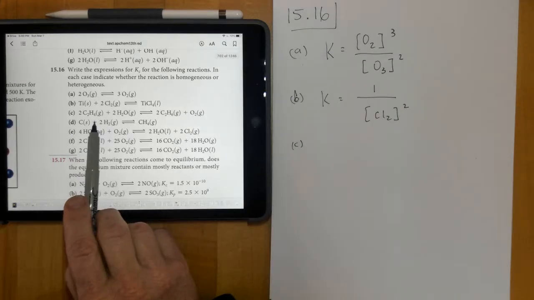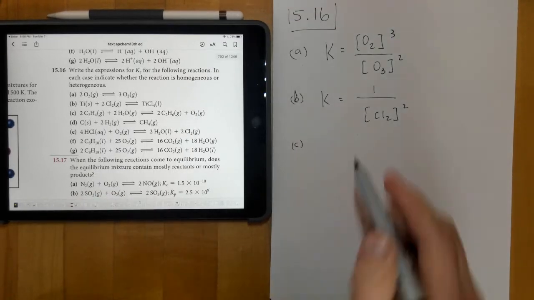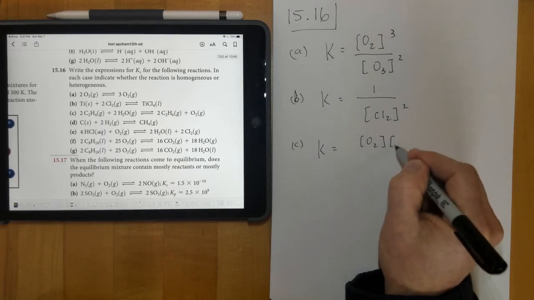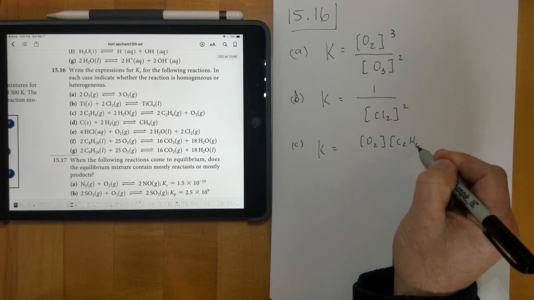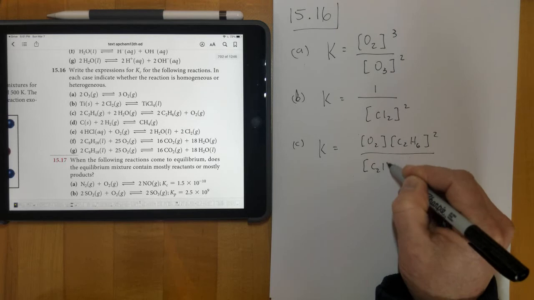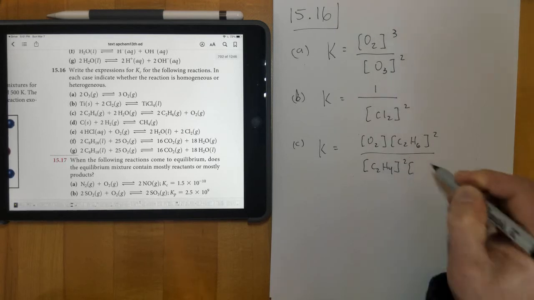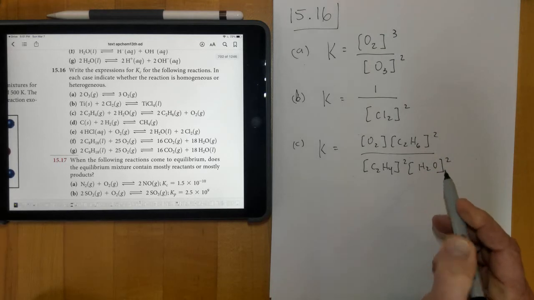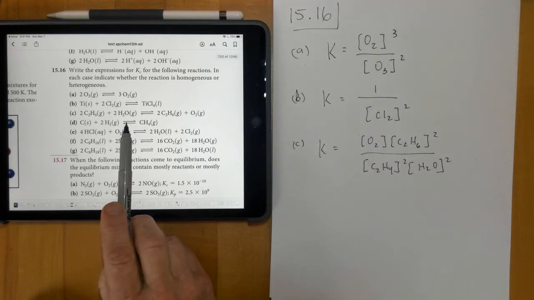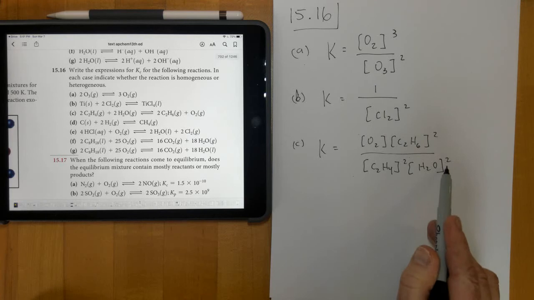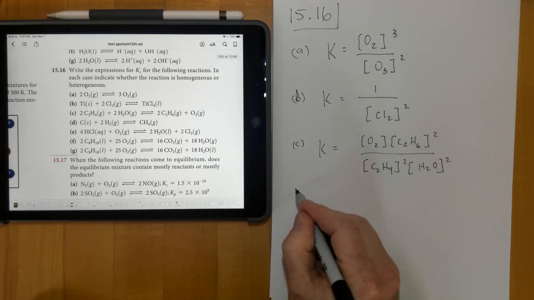In letter C, we have gases throughout, so that's homogeneous. And so to write the equilibrium constant expression, product O2 times product C2H6 raised to the second power, divided by reactant C2H4 to the second power, times H2O in the gaseous phase, so that would be to the second power. Now if H2O were in the liquid phase, we wouldn't be able to put it in there and it would be heterogeneous. But since it's in the gaseous phase, it has a pressure, and so we can put it in there. And it has to be squared because there's a 2 in front of it.